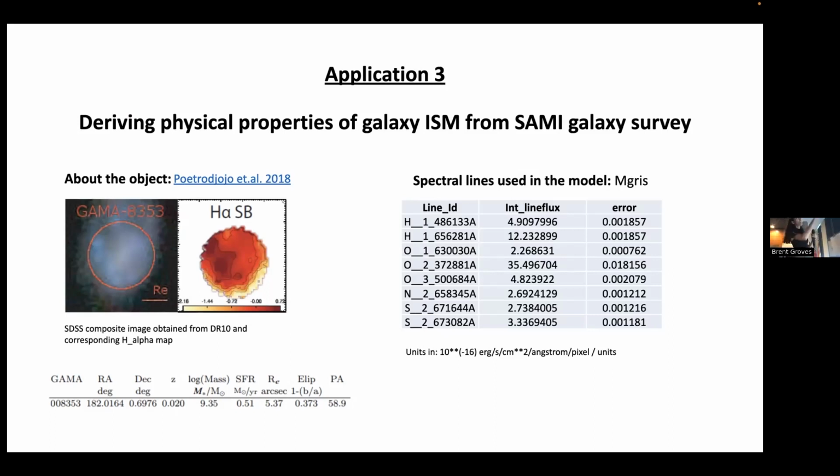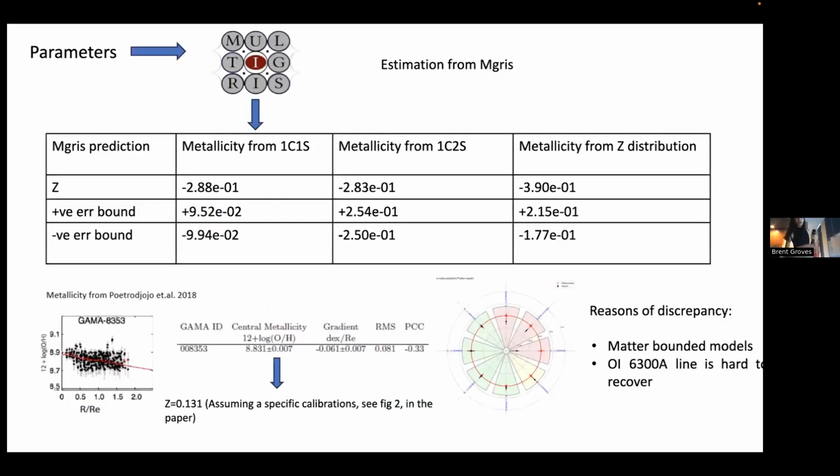And then these line fluxes and errors are treated as parameters to the model. So the next step was to pass these parameters into the multi-GISM, and I have chosen 3 different kinds of configuration. The first one was 1C1S, where I have taken 1 component, and it predicted a metallicity value of -0.28. And then the second configuration, which is 1 single galaxy and 2 components, predicted a metallicity value of 2.83.